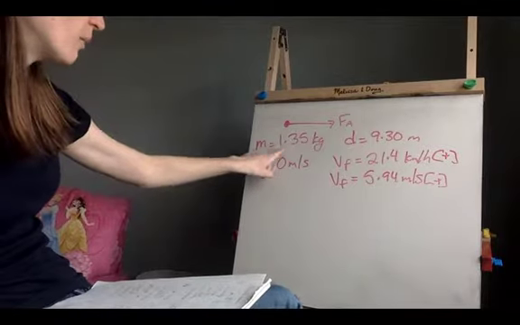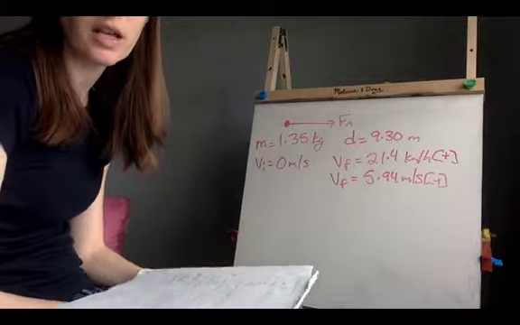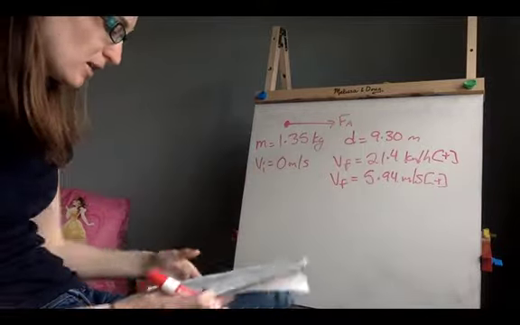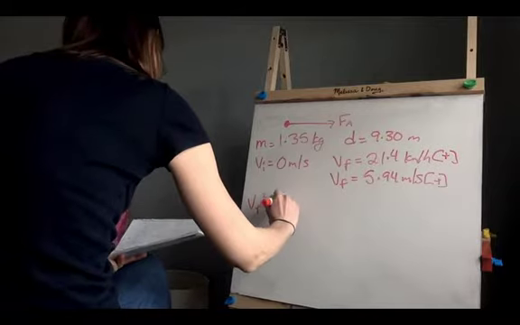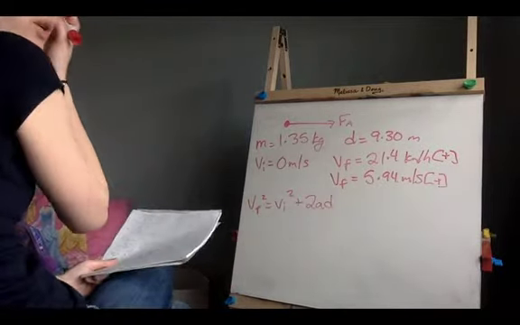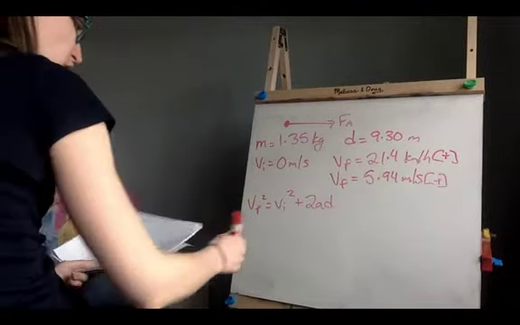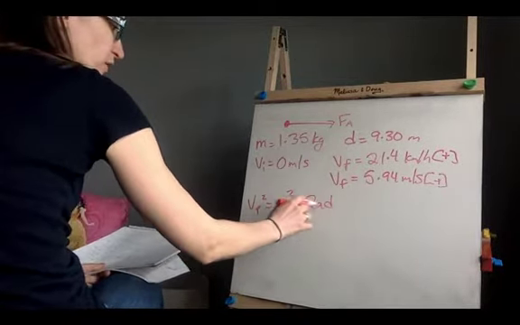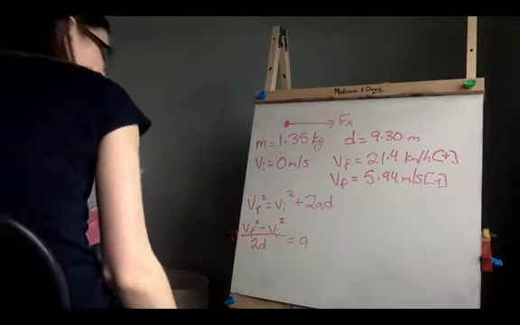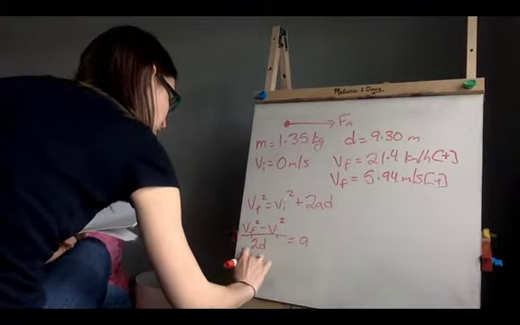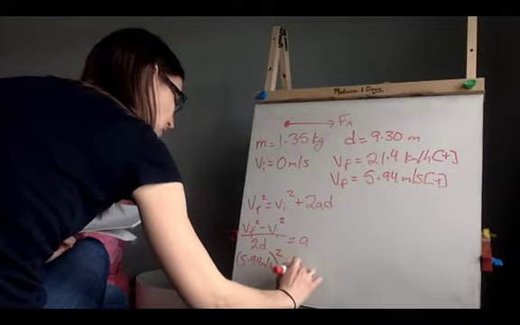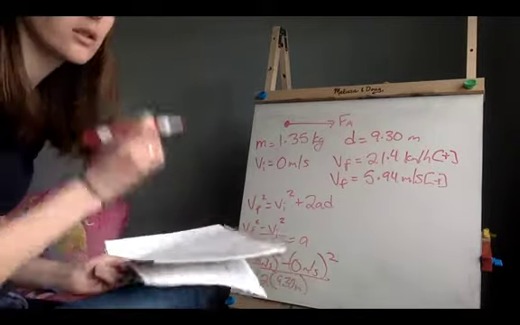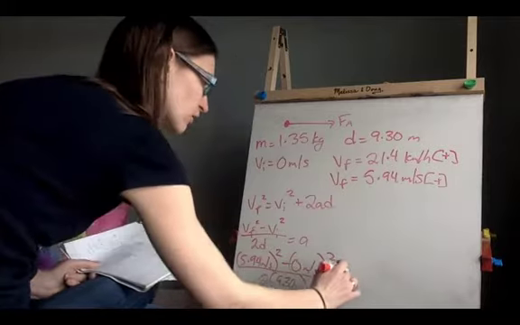So we've got our mass, our initial velocity, our final velocity, and our distance. What we're trying to find is the acceleration. So we look at our kinematics equation, and we know there's an equation that relates VI, VF, and D, and it is VF squared is equal to VI squared plus 2AD. We can use this to solve for A. So we rearrange that formula, subtracting VI squared from both sides, so VF squared minus VI squared, and then we divide by 2D. That would equal A. So we use that 5.94 meters per second squared minus the 0 meters per second squared, divided by 2 times 9.30 meters. That will equal our acceleration.